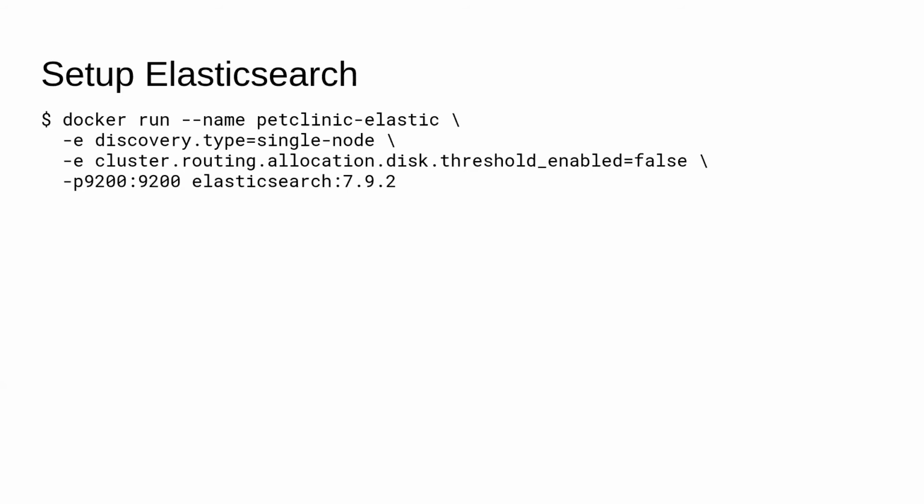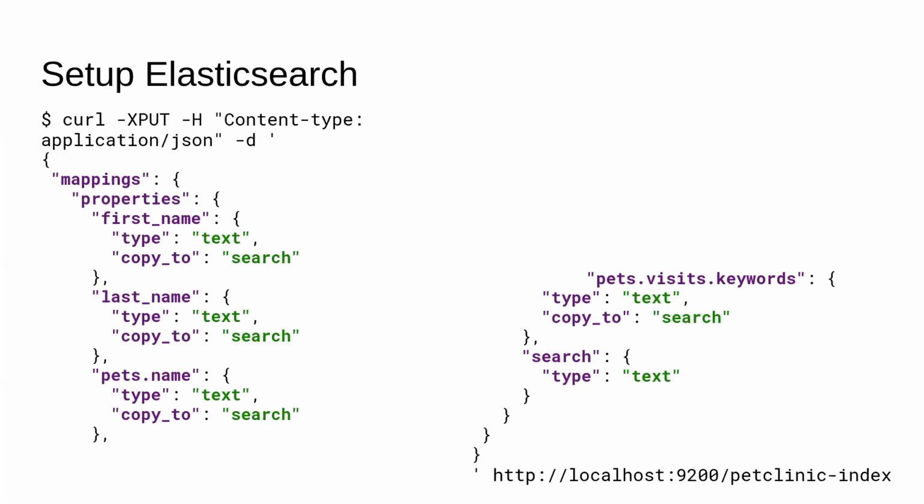And I'll be using the 7.9.2 version. I didn't have time to update to 7.10, which was released just, as Rich said, a week ago. And we'll create a relatively simple mapping for the index, and we'll copy all the fields we are interested in into a single search field, and we'll use this search field to search.